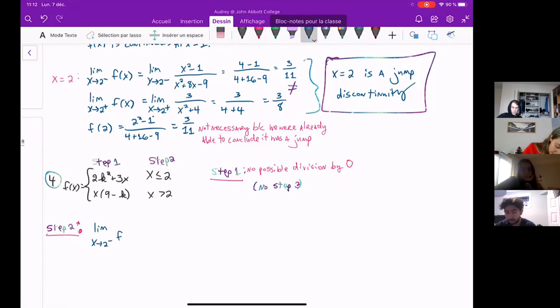So I'm doing the limit as x goes to 2 from the left. The limit as x goes to 2 from the right. And f of 2. So I want you guys to take a second, tell me in the chat privately, do I go to function 1, the top function, or the bottom function, top or bottom, for 2 from the left?